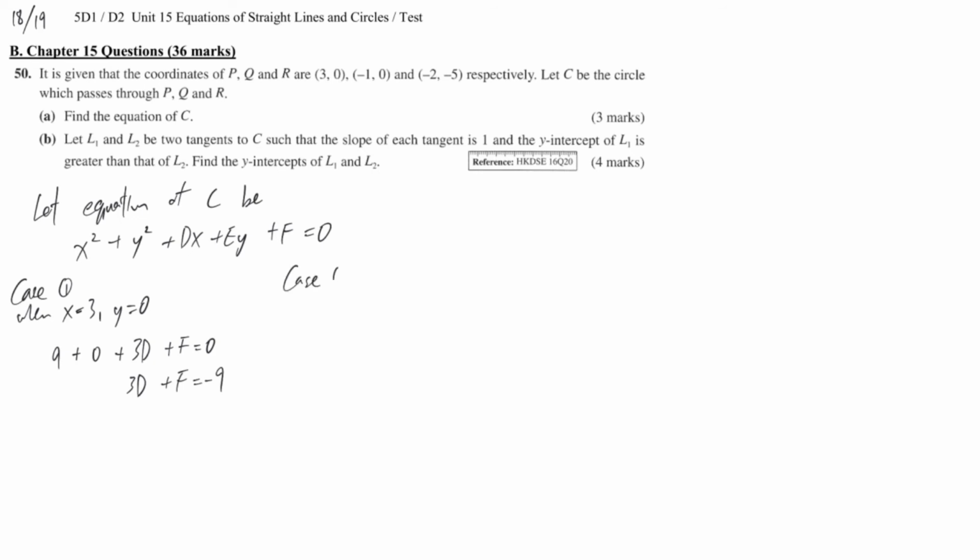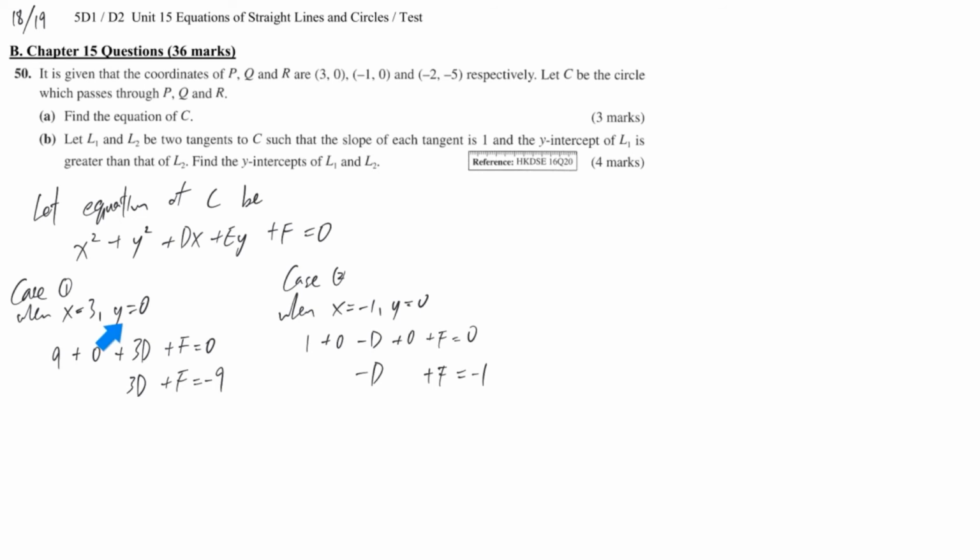For a similar reason, case 2. When x is equal to -1, y is equal to 0, then we have 1 plus 0 minus d plus 0 plus f equal to 0. So -d plus f is equal to -1.